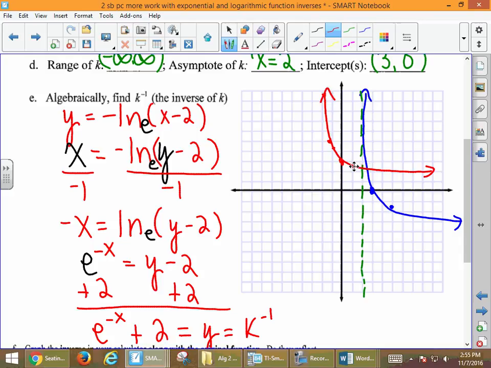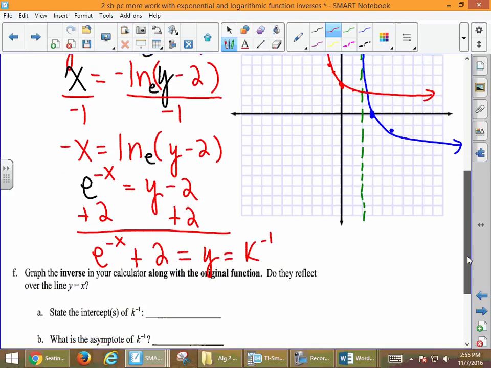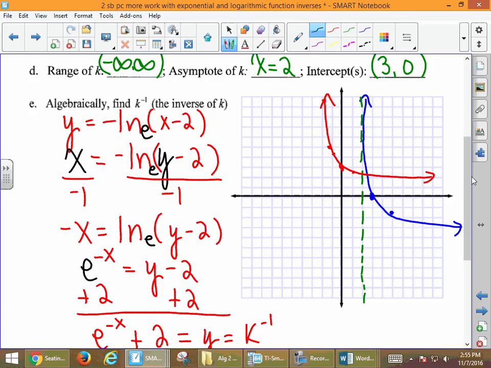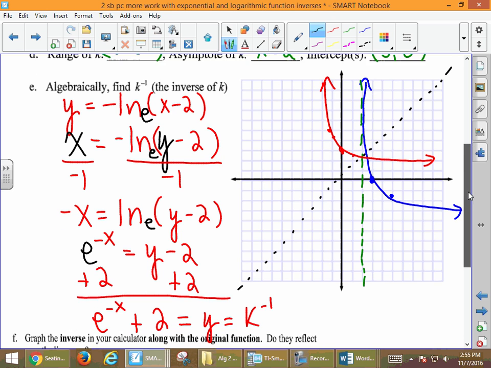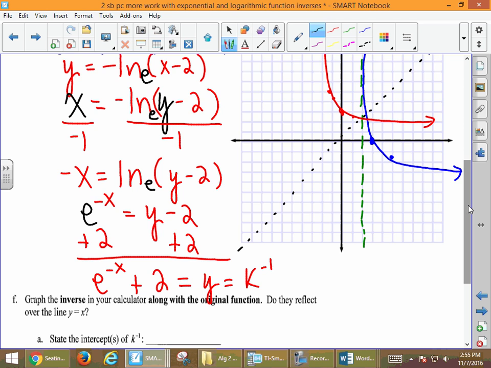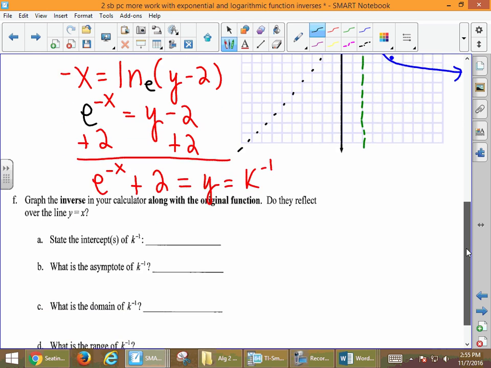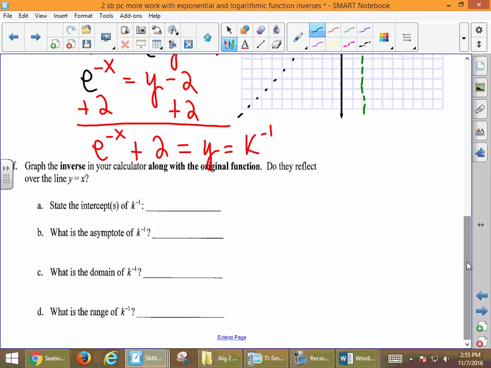Here's a picture. The question is, does this function reflect over the line y equals x? Remember, goes from the bottom left to the upper right hand corner through the origin. I'm off just a little bit, but the answer is yes, they do reflect over the line y equals x. We have an intercept of the inverse at 0, 3. It's a y-intercept.